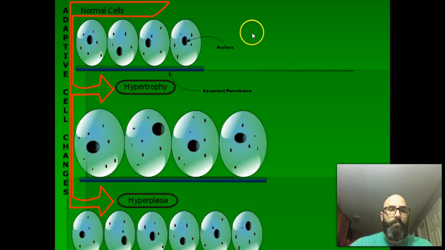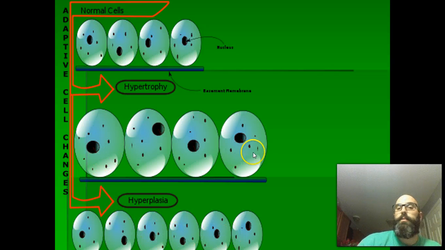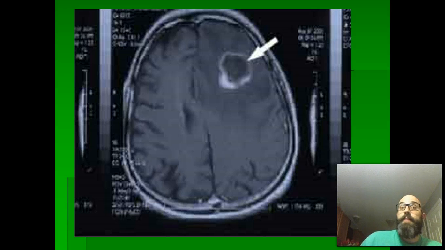Here's examples. Normal cells, hypertrophy, hyperplasia. So if you notice, there's only 4 cells here that are much larger. Each individual cell has grown, but there's more cells here, but they all take up the same amount of space. So you can grow by hyperplasia, which is increase in cell number, or by hypertrophy, which is increase in cell size. Here is abnormal cell growth. Unfortunately, this would be a brain tumor.